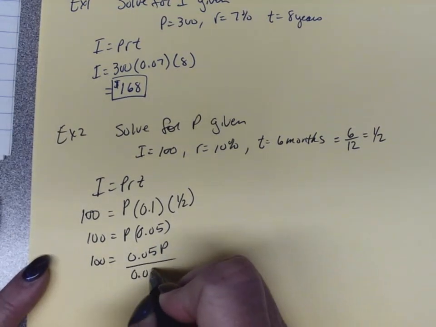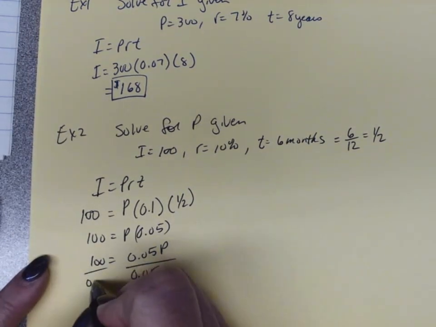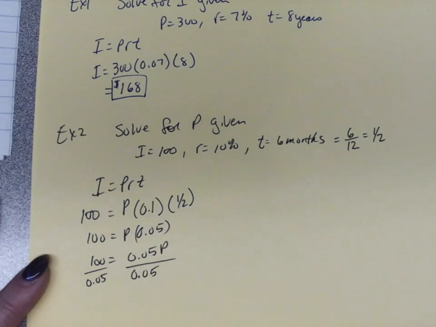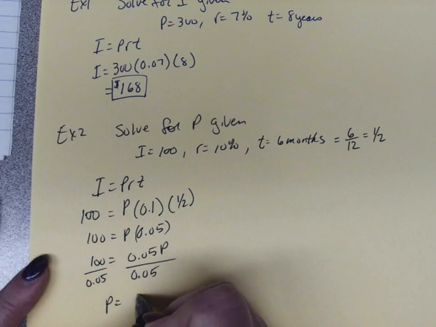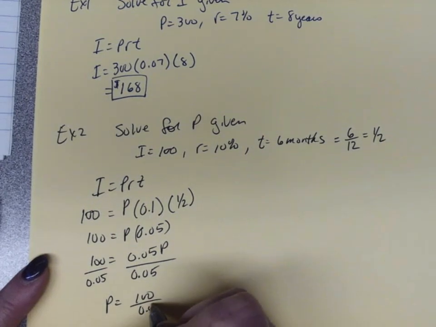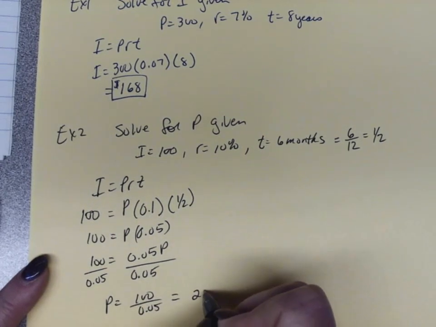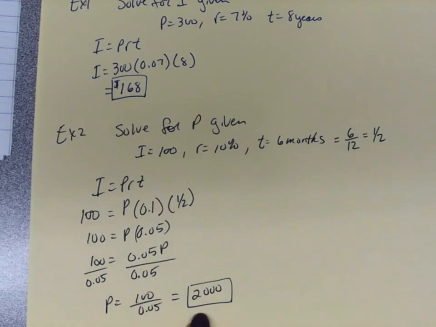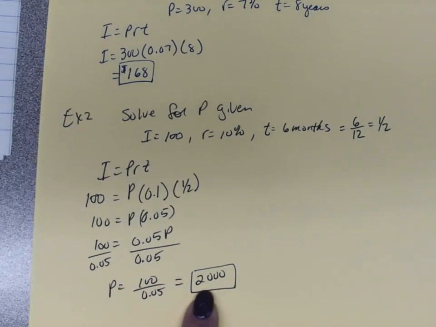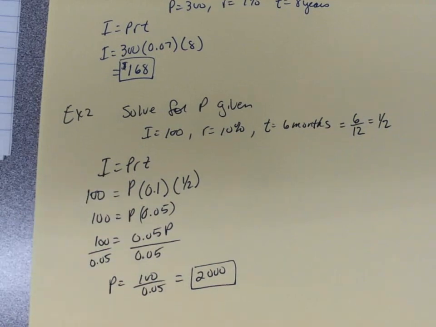So now I'm going to divide both sides by 0.05. And I get P is equal to 100 divided by 0.05, which will get me 2,000. So my P, the principal I need to invest to end up with $100 in interest over that period of 6 months, would be 2,000.